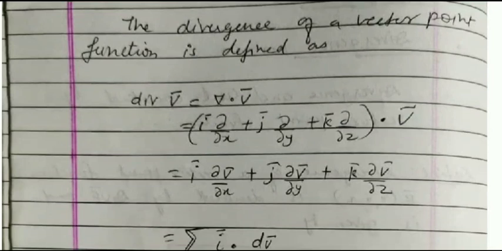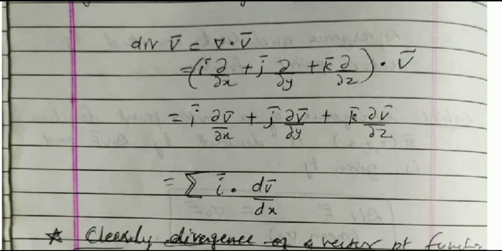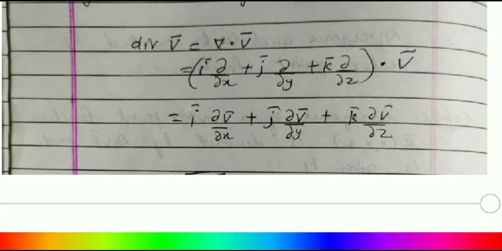Other definition of divergence of a vector point function. The divergence of a vector point function is defined as divergence of v bar, which we can write as del dot v bar. The value of del is i bar del by del x plus j bar del by del y plus k bar del by del z, dot product with v bar. So take the dot product: i bar del v by del x, j bar del v by del y and k bar del v by del z. Simply we can write it as summation of i dot del v bar by del x.